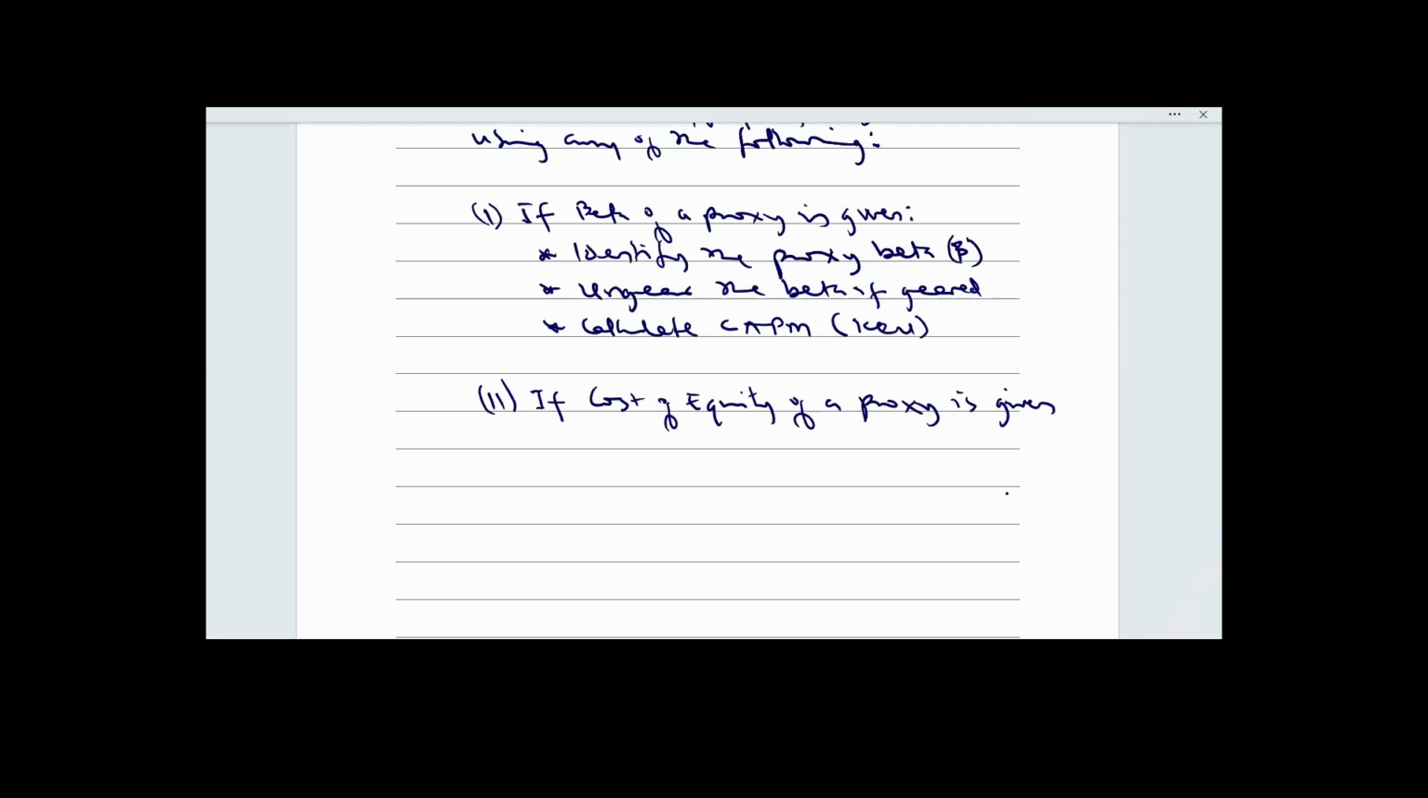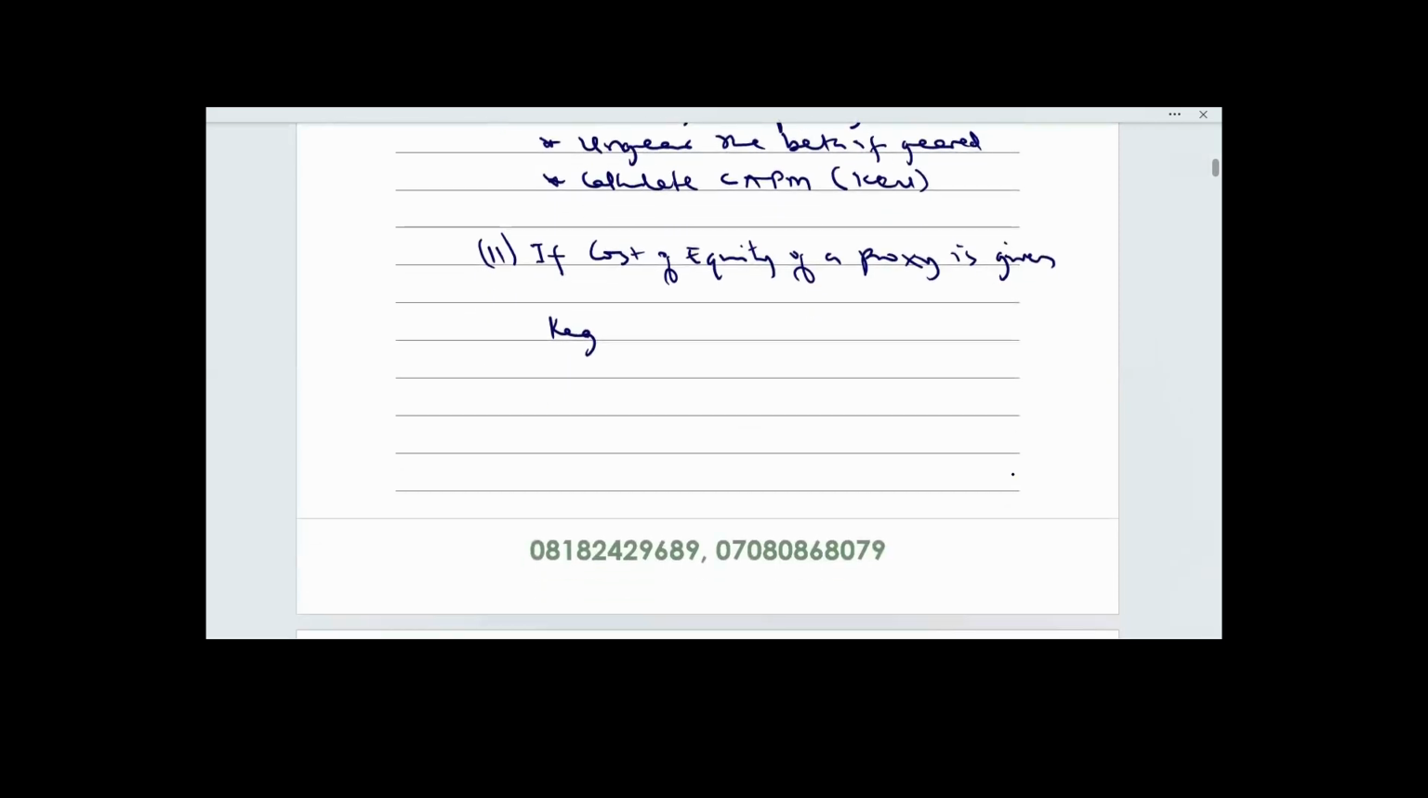Therefore, according to Miller and Modigliani, cost of equity of a geared company is equal to cost of equity ungeared plus, open a bracket, cost of equity ungeared minus cost of debt, close the bracket, multiplied by debt value into 1 minus tax, divided by equity value. So this is the formula of Miller and Modigliani for calculating cost of equity.